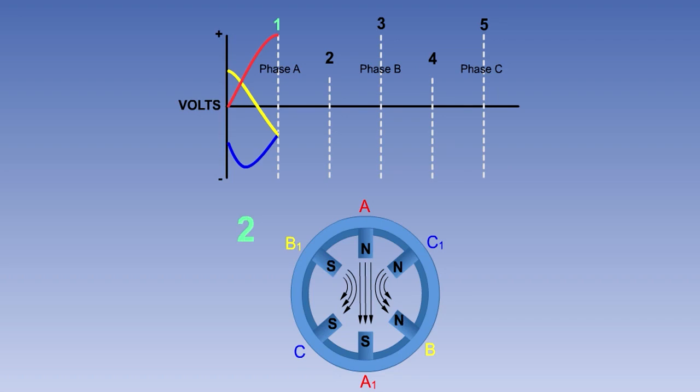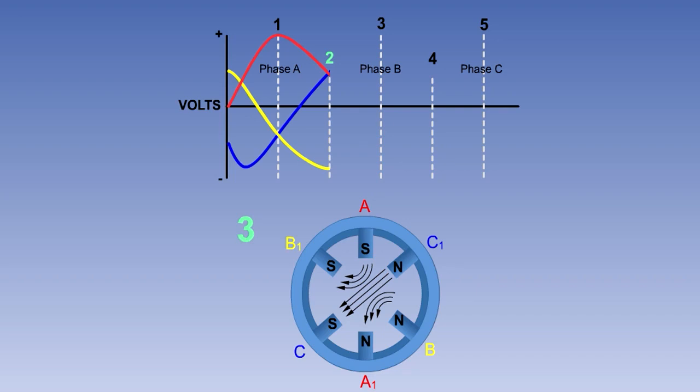If we move the sequence on to part 2, we can see that the C phase current is now at its negative peak, so the C1 to C magnetic field is at its strongest. A phase has moved away from its peak, so the strength of the A and A1 magnetic poles is reducing, and B phase has moved from negative to positive. So now pole B is a north and pole B1 a south.